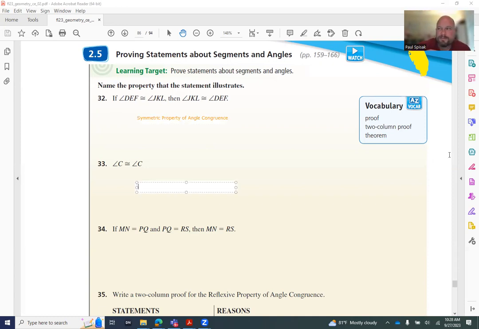Now, for the next one, we have the exact same angle equal to itself. So that's the one that I mentioned on the last video. It's going to become very important later in the year. Reflexive property, again, with an X, reflexive.